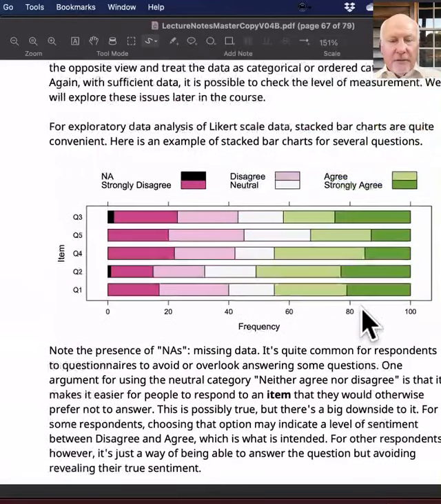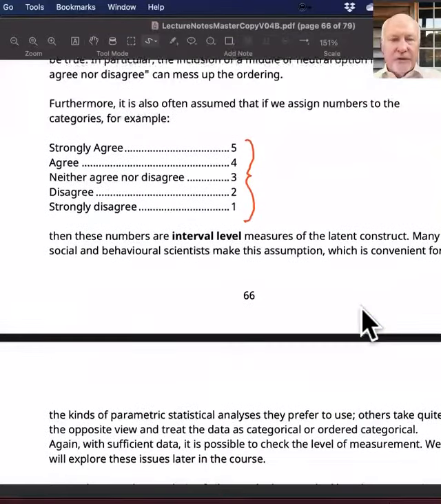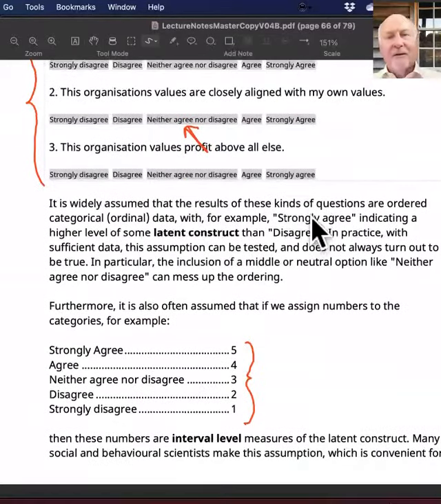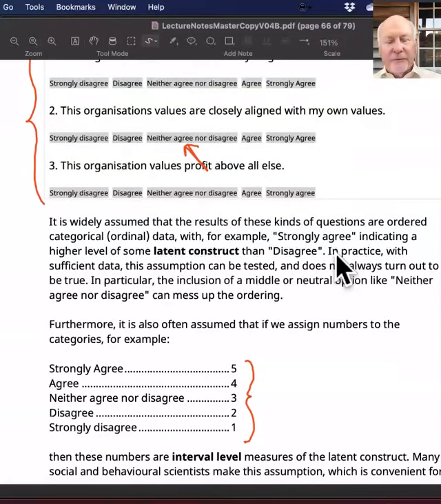Let me also just say this: I'm sure the stuff about whether these things are categorical, ordered categorical, or interval is probably still a bit confusing. It's something we're going to get to later, but I'm drawing attention to it now because it's quite important and it comes up all the time in management situations. We're often dealing with questionnaire data that is trying to measure some kind of latent construct, and we need to take care with the quality of it.